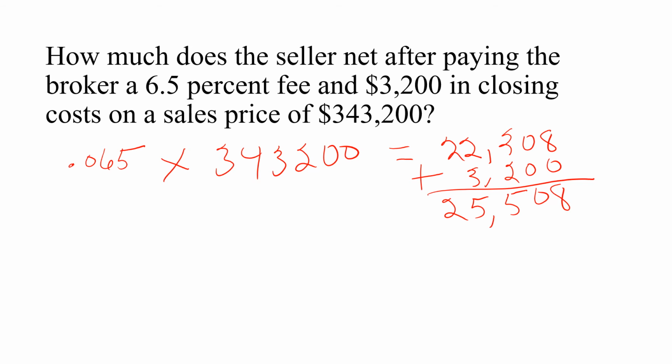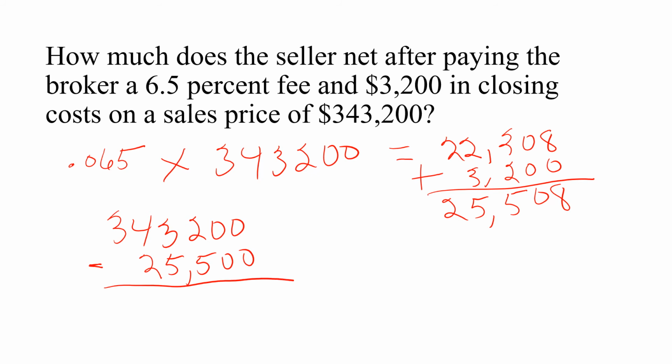So we can take our 343,200 and subtract our 25,508, and that gives us our answer, which is 317,692. So in this one we did it a little different. We calculated how much our brokerage fee was and then added it to the closing costs. So that one's a little bit different than what we did earlier.